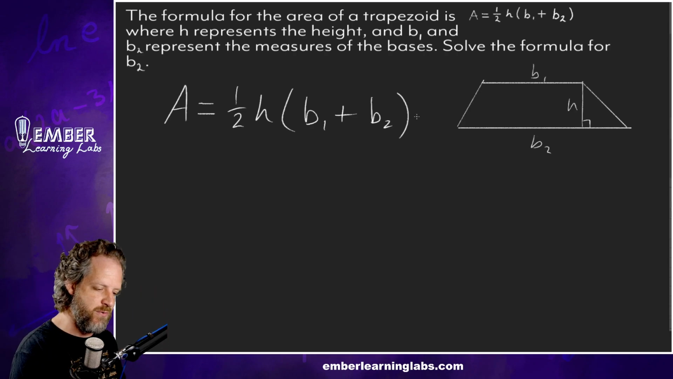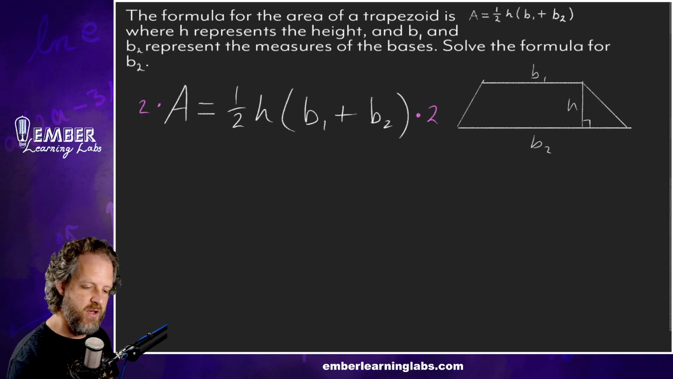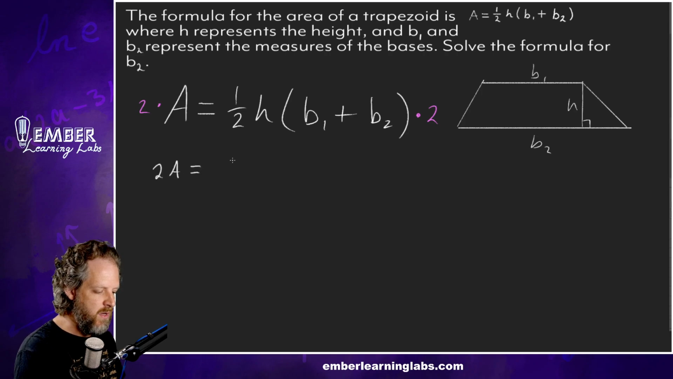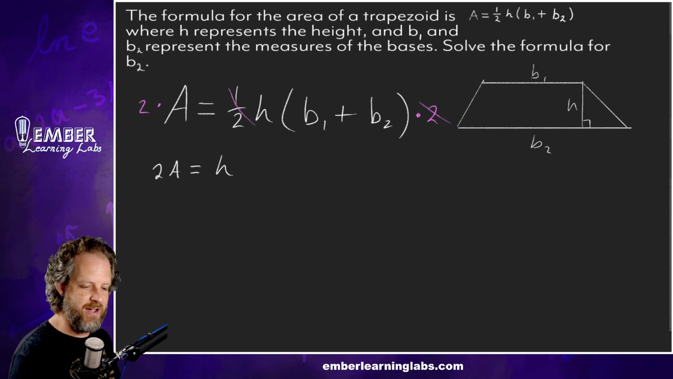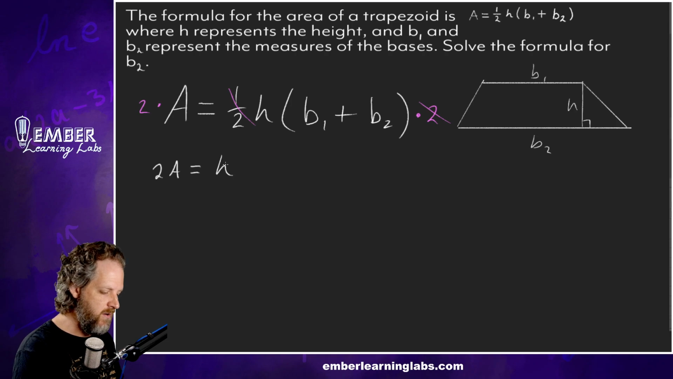Look how much we're remembering of some of the stuff. So what's the reciprocal of 1/2? Well, it's 2, because 2 over 1, right? So times 2, times 2. So the first line after getting rid of the half would be 2a equals h. I forgot to write that. I almost rewrote it because I forgot. h times the quantity b1 plus b2.